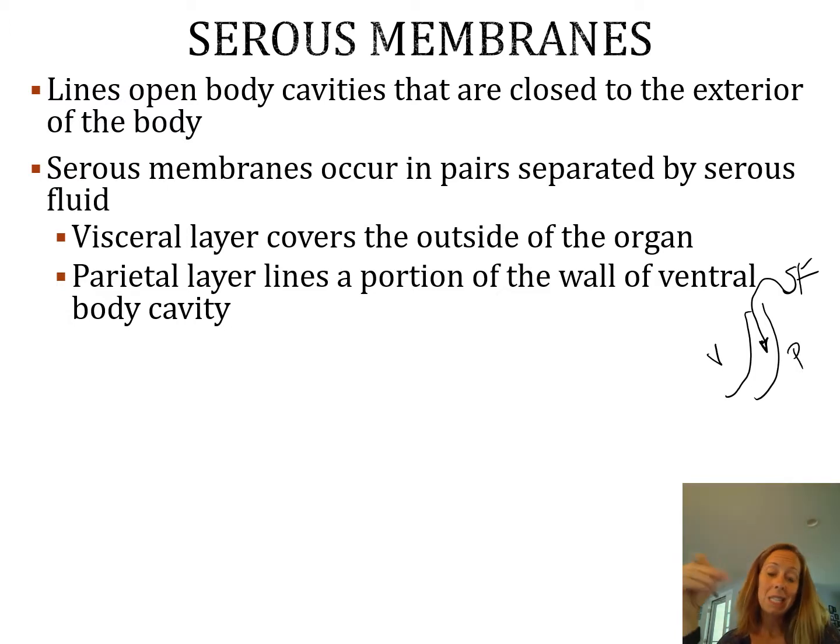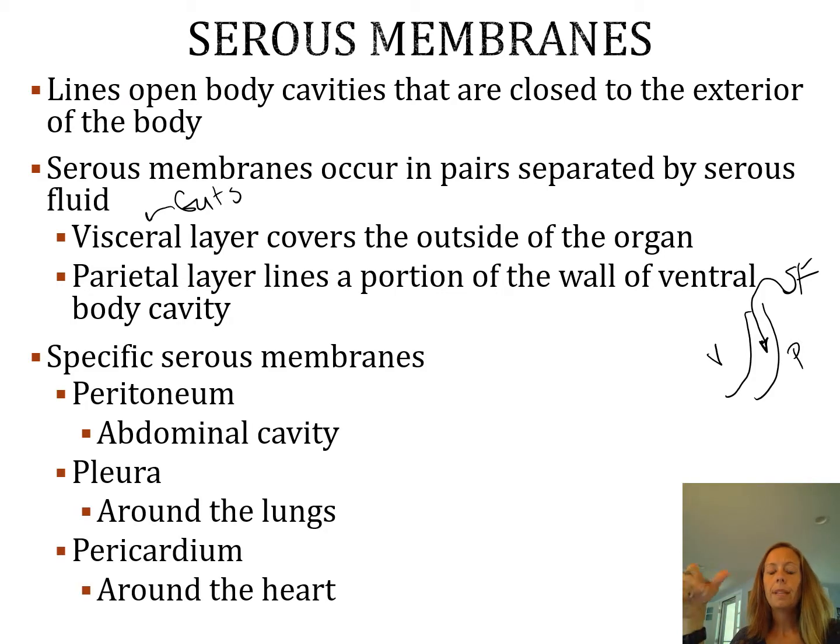Okay, so visceral means guts. It's within the organ. Guts, G-U-T-S. It's going to be the one touching the organ or touching your guts. Parietal is the outside. There are specific membranes for areas. So the peritoneum, you have visceral peritoneum, peritoneal fluid, parietal peritoneum. That's going to do the abdominal cavity.